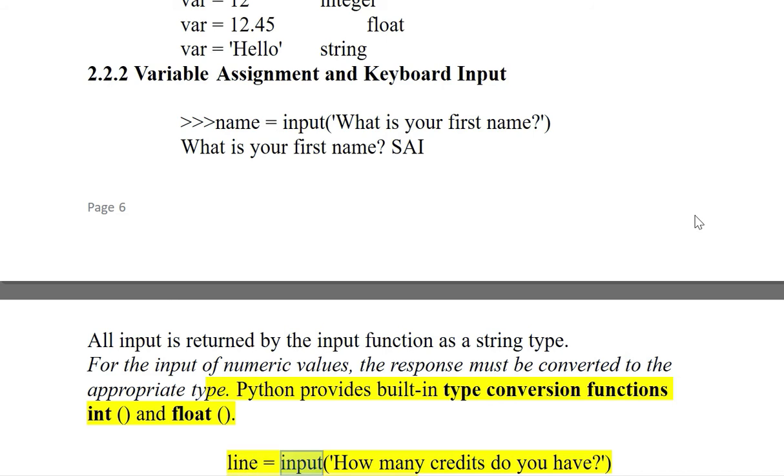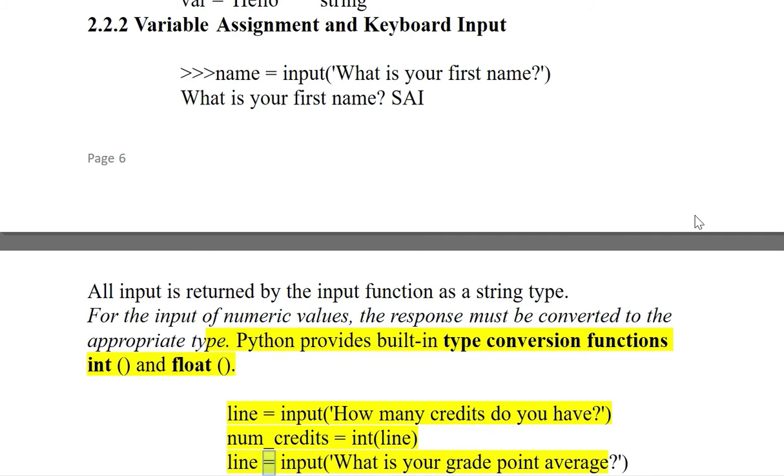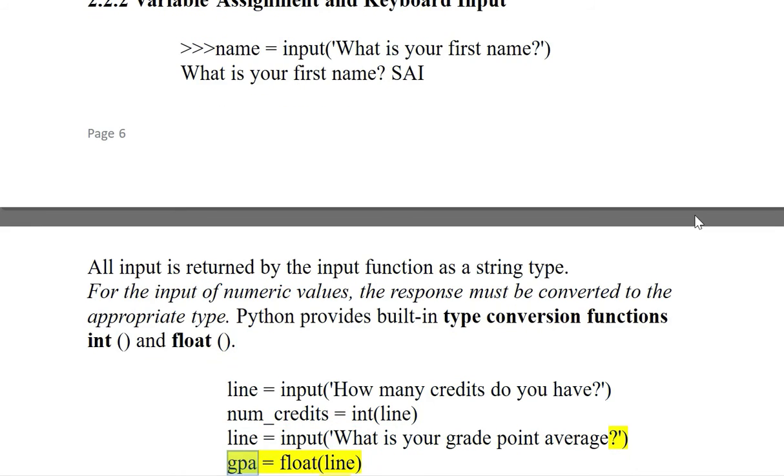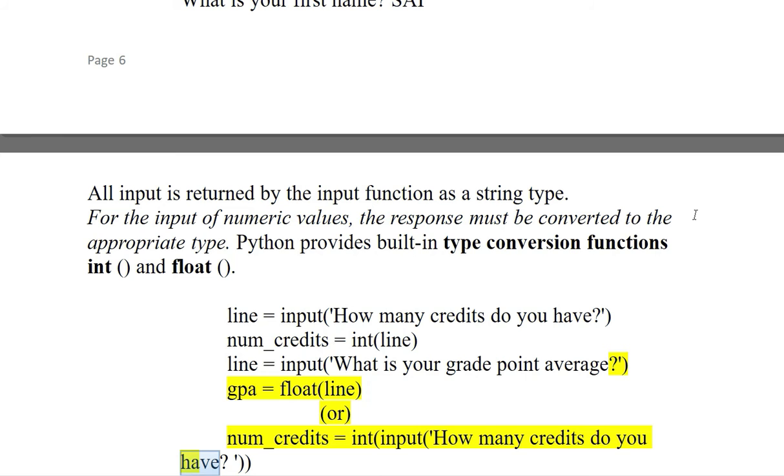line = input('How many credits do you have?'), number_credits = int(line). line = input('What is your grade point average?'), gpa = float(line). Or, number_credits = int(input('How many credits do you have?')).